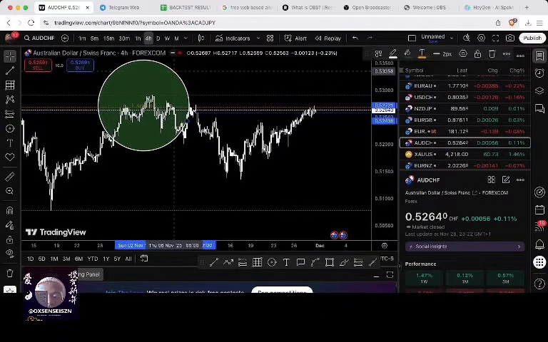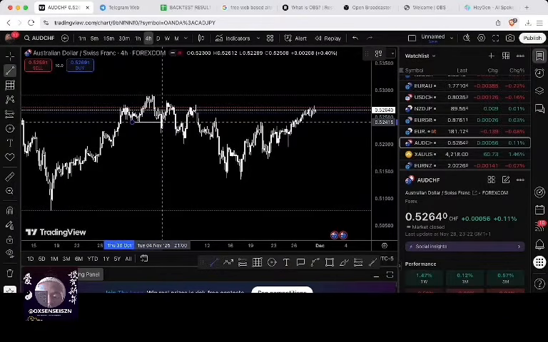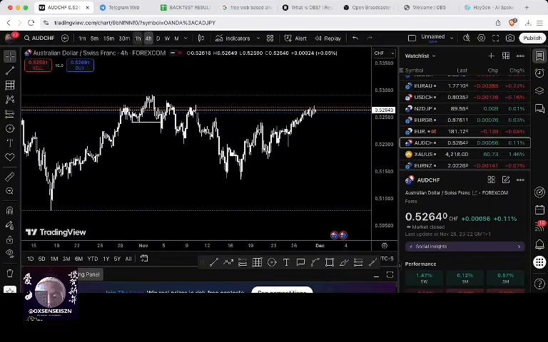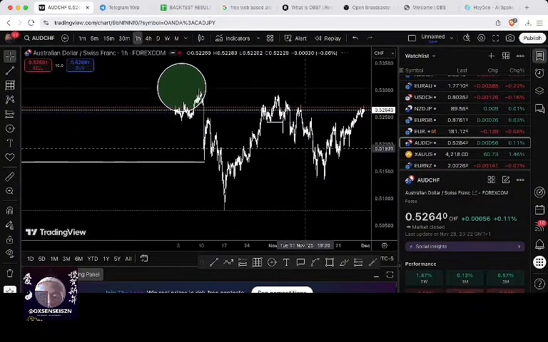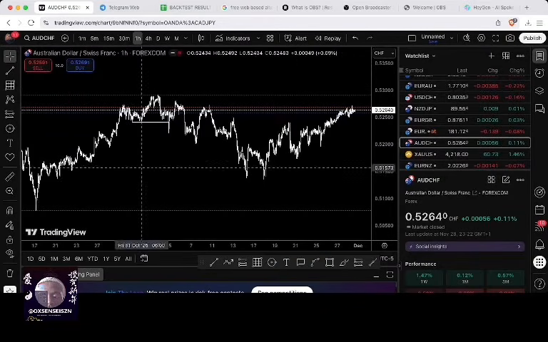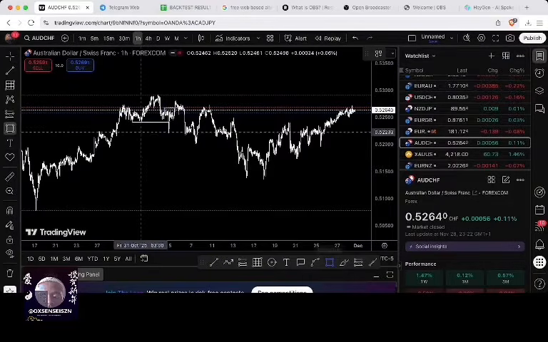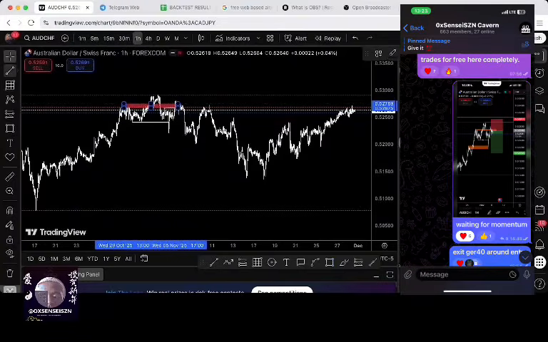I'll do a different video treating the algo structure properly: what validates an algo structure, and valid and invalid algo structures. So when I saw this form and I saw structural liquidity here, I shared the trade on Telegram. I would attach the screenshot to it here. Share the trade on Telegram.